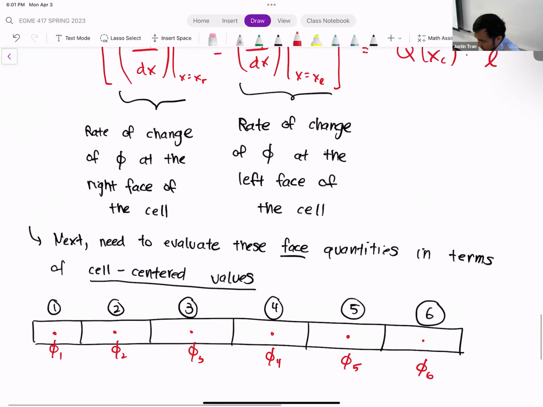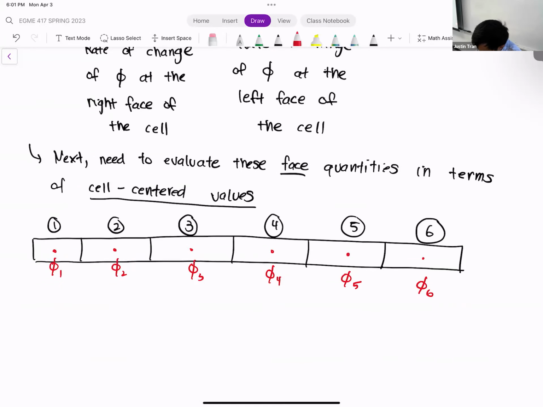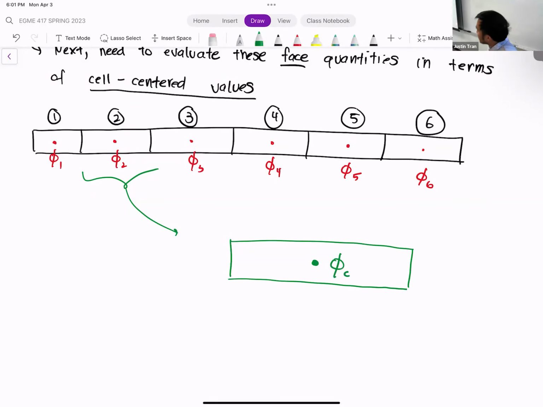So what we have here are derivatives at the faces of a cell. Once again, let me go ahead and take one cell here and we'll blow it up here. This is going to be a generic cell, and I'll call this phi sub C, where C stands for the center of the cell.